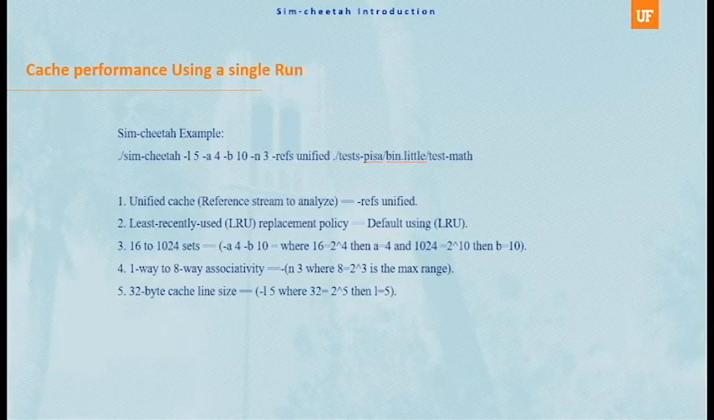In SimCheetah, the value is set based on the log base 2. So L5 means 2 to the power of 5, which is 32 bytes cache lines. The generated output is an example to see how sets and ways can affect the miss rate.